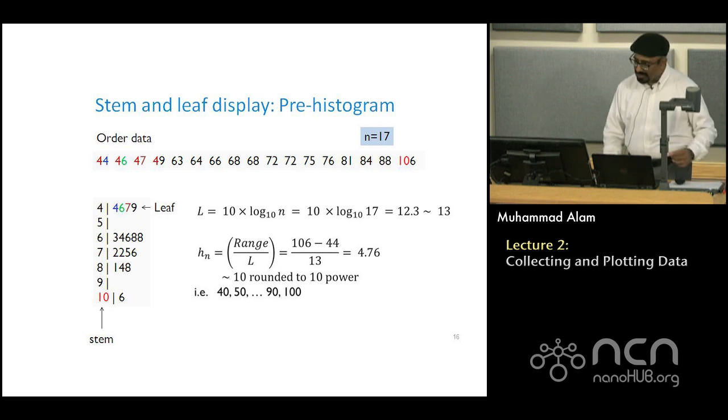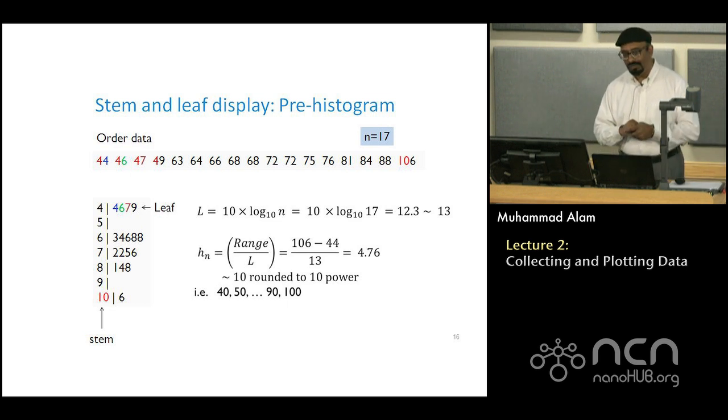But you can ask, how did you know to put 4, 5, 6 and like this in the stem? Because that is the size of the histogram, right? Why didn't you put something like in groups of 20? You could have done that also. So it turns out that there is a rule. I will not prove that rule, but there is a rule like this.